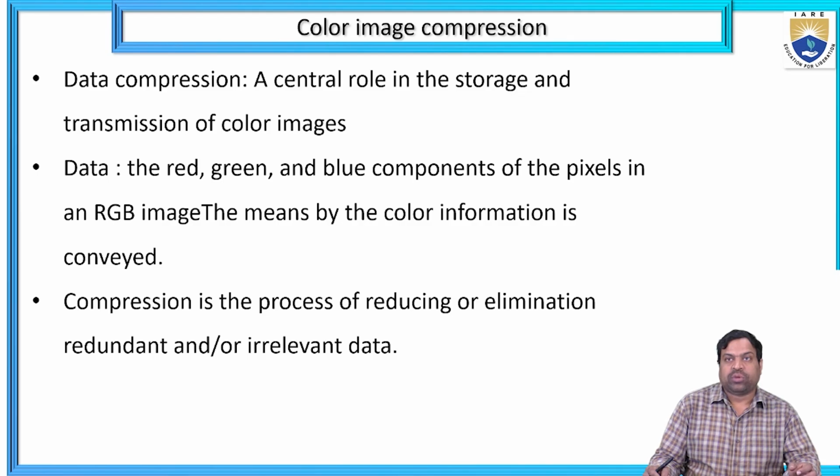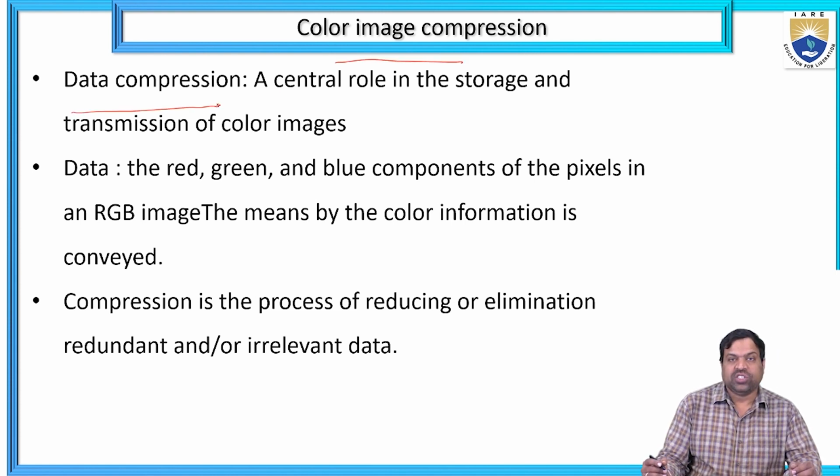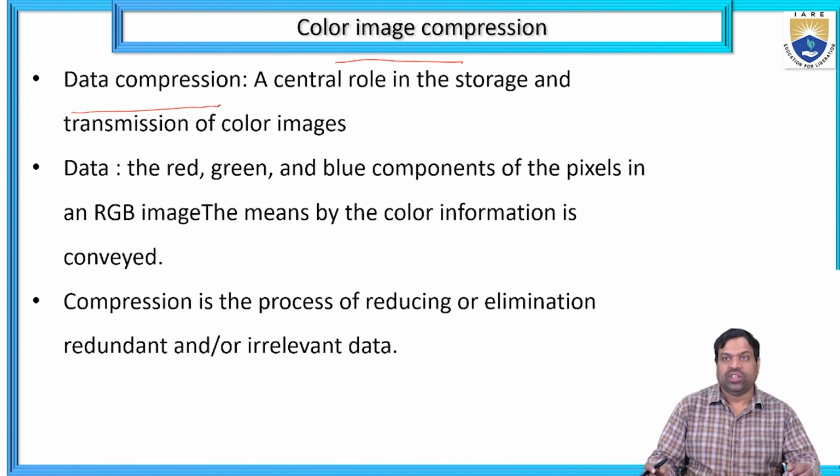So, color image compression. How we are compressing, what the techniques are and what the types are, we will discuss. Before going to color image compression, what is data compression? An image is nothing but a set of data. Data compression plays a central role in the storage and transmission of color images. The red, green and blue components of the pixels in an RGB image are the means by which the color information is conveyed. Compression is the process of reducing or eliminating redundant and/or irrelevant data.